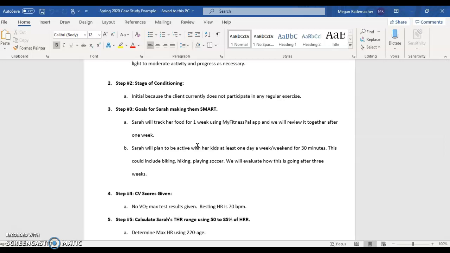I just came up with 2 goals for the client. Again, yours could look totally different, but just make sure that you make them SMART. So Sarah will track her food for 1 week using the MyFitnessPal app, and we'll review it together after 1 week. Another goal would be Sarah will plan to be active with her kids at least 1 day a week or on the weekend for 30 minutes. This could include biking, hiking, or playing soccer, and we will evaluate how this is going after 3 weeks.